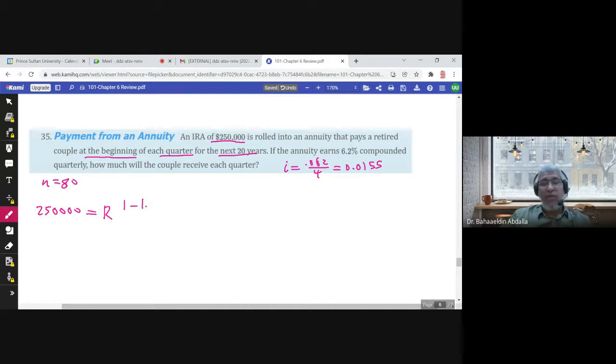So 1 plus I is 1.0155, to the power negative n, which is 80, over 0.0155. And he said what? At the beginning. So it's an annuity due, so we multiply by 1.0155, 1 plus I. And we can use the calculator, divide this number by this number to get R, the payment, and R would be 5,390.85.